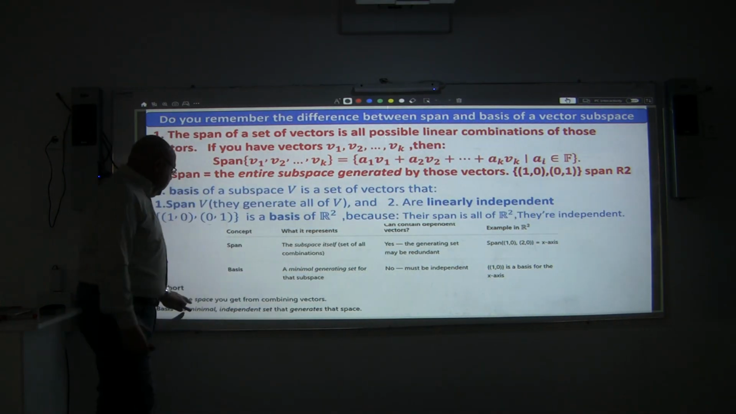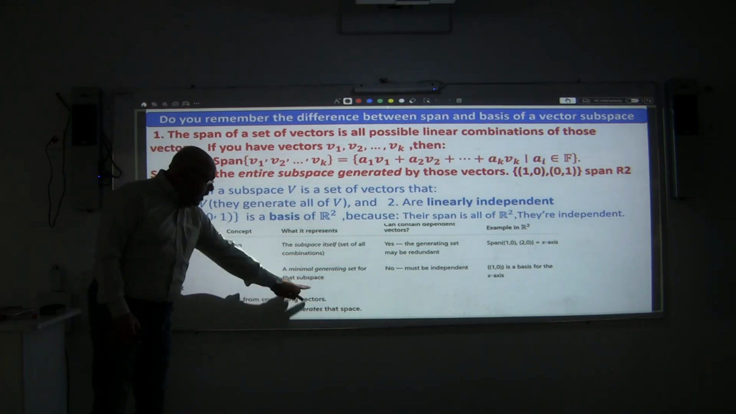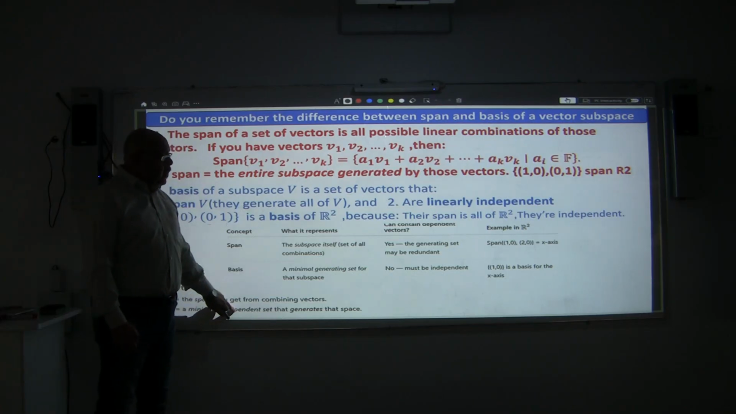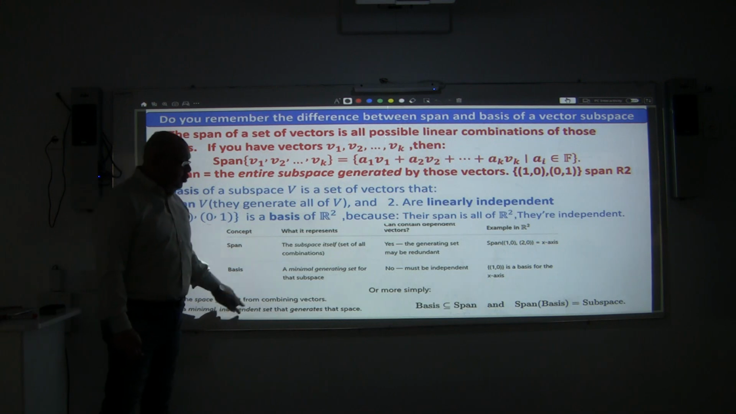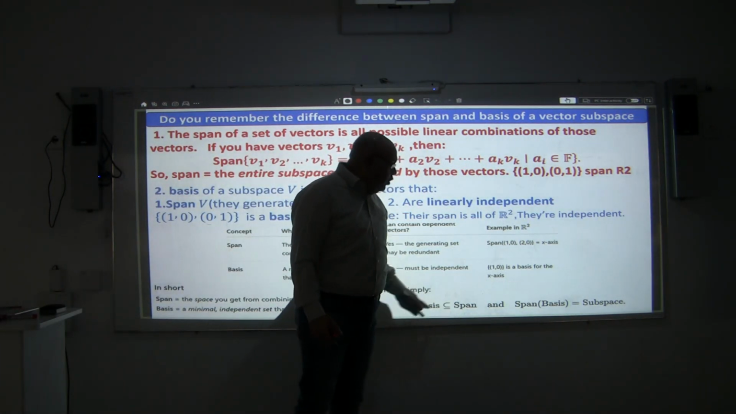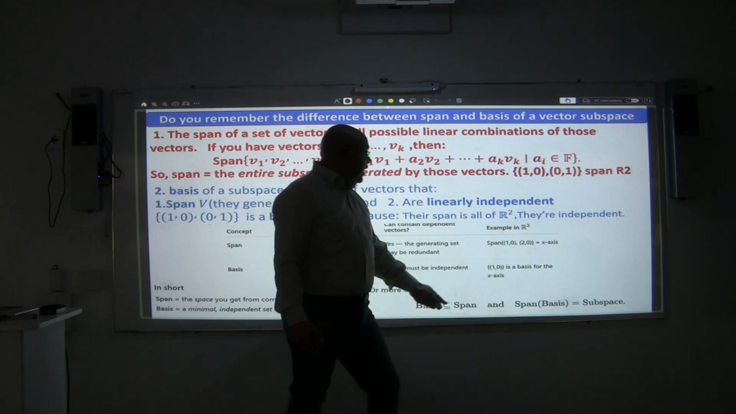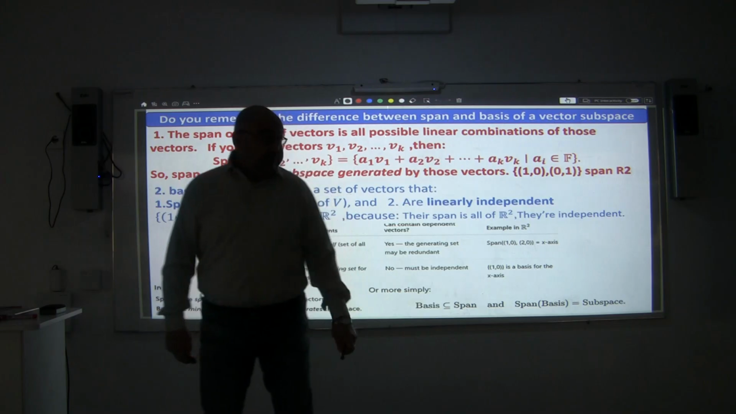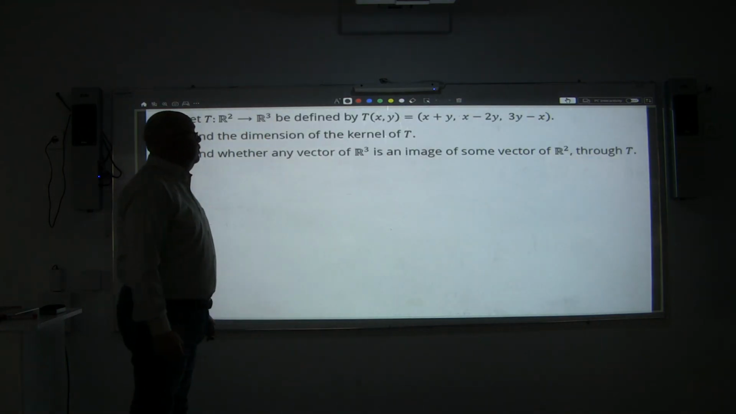Shortly, the span is the space you get from combining vectors. The basis is the minimal spanning set that you can use, with an independent set. Or more simply, the basis is a subset of the span or equal to it. And the span of the basis is equal to your subvector space. This slide is very important.